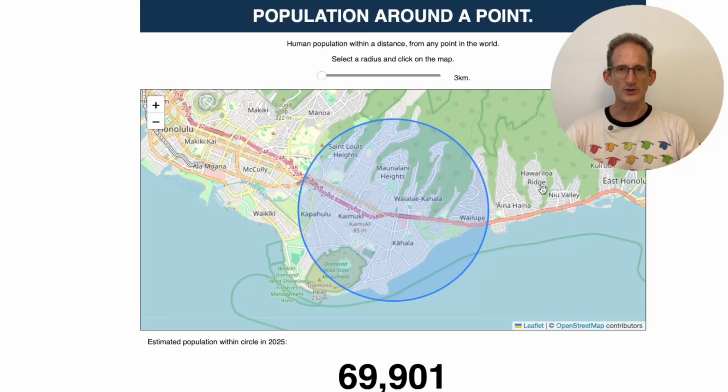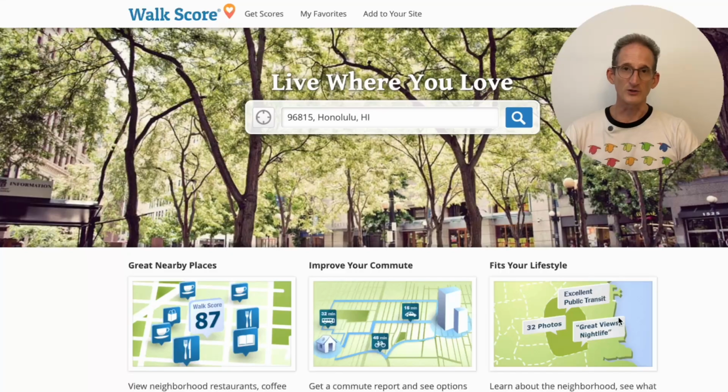It's a pretty cool tool. You can use this in most parts of the world. Sometimes it'll be a little bit slow to update, but it's a pretty cool tool. All right, the second of our tools is WalkScore, one of my very favorite sites.